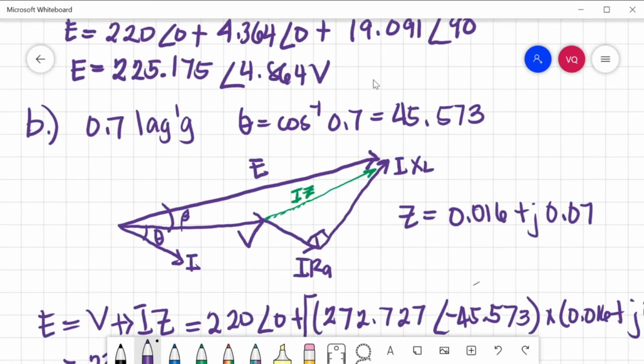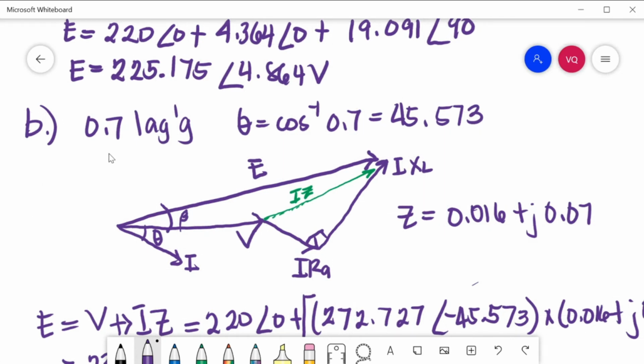Next, for lagging power factor, we have 0.7 lagging, so the angle theta is equal to the inverse cosine of 0.7, that is 45.573 degrees. So this is lagging. Our current will now be placed here, lagging with respect to the voltage. This is our voltage in the reference. We will plot the IRA, which is in phase with I, and our IXL is 90 degrees with respect to IRA.